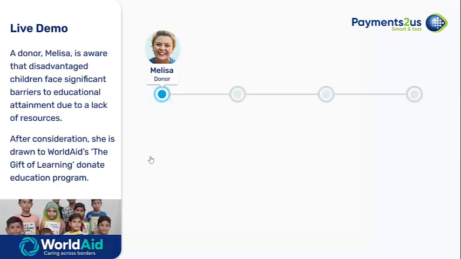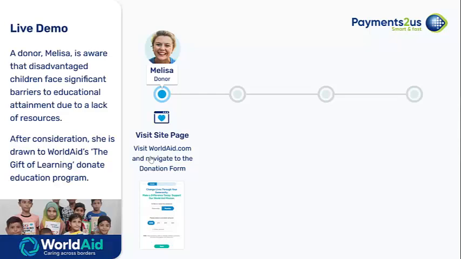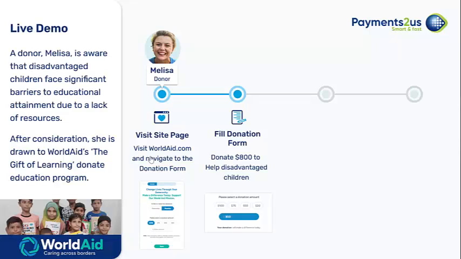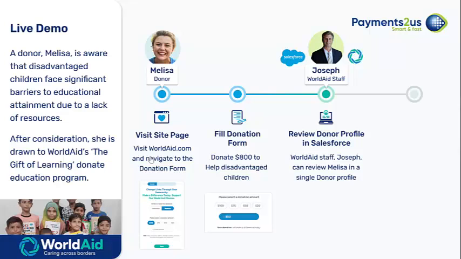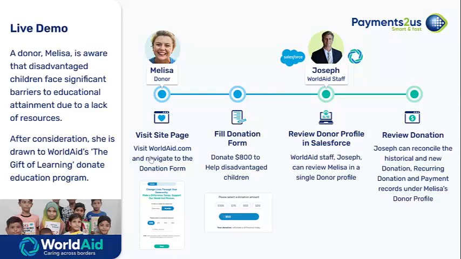So Melissa visits the World Aid website. This is our demo company, a fictitious company, and we'll enter in a donation form. They fill in the form for a donation of $800. That comes into Salesforce. Now, as an internal person of Salesforce, Melissa has completed that donation. Joseph, a World Aid staff member, reviews the donor or the contact details inside Salesforce, and then can review the donation and reconcile that to their finance system.